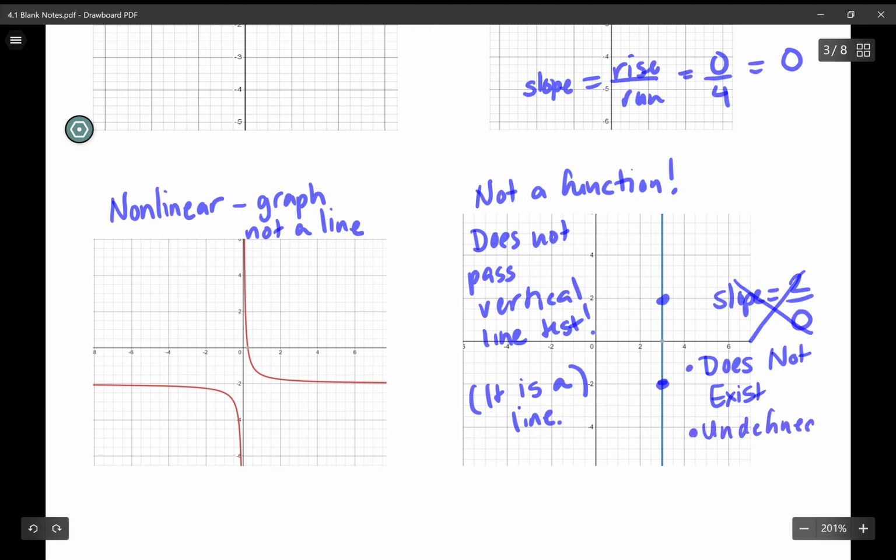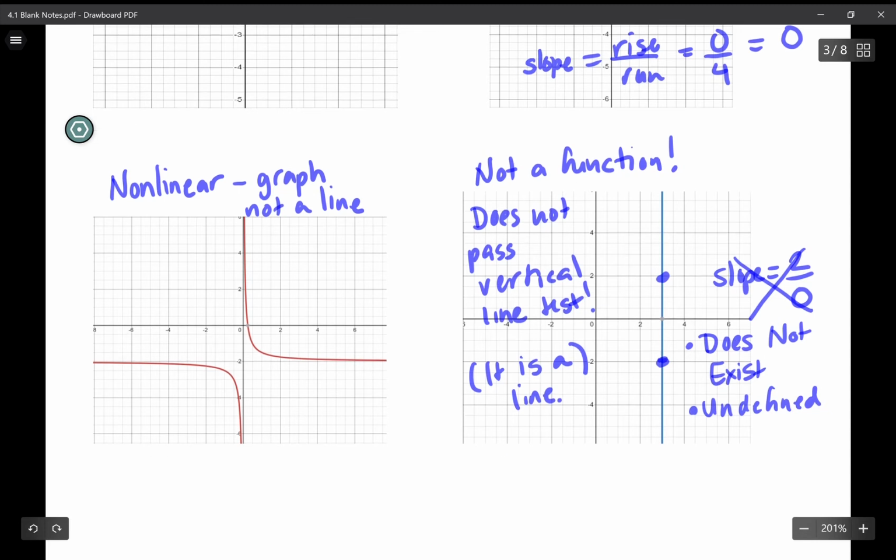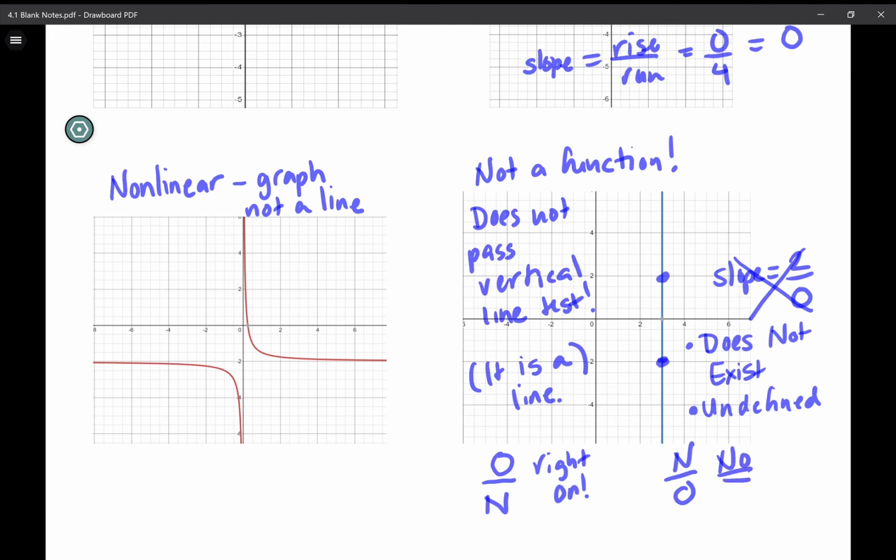And just a quick little mnemonic device. If you take 0 and divide it by a number n, you're right on, and that's okay to do. Right on, keep going. If you take a number and you divide it by 0, no. Okay? So you can't divide by 0. I forgot exactly how that worked out, but hopefully that makes sense to you.